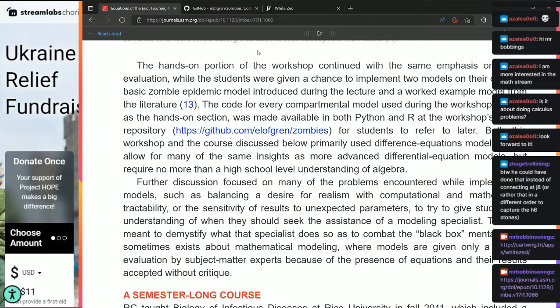Both these workshops and the course discussed below primarily use differential equation models, which allow for many of the same insights as more advanced differential equation models, but require no more than a high school level of understanding of algebra.